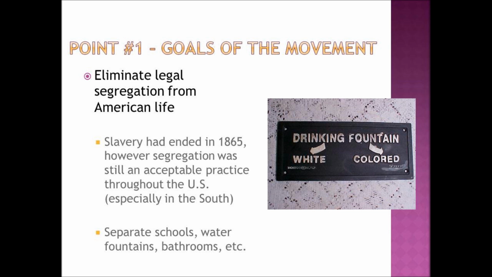The first point we're going to talk about is the goals of the civil rights movement, and they are pretty simple. African Americans and the minority groups wanted to eliminate legal segregation from American life. Slavery had ended in 1865, so since 1865, African Americans were not slaves. However, that didn't mean they were not segregated.